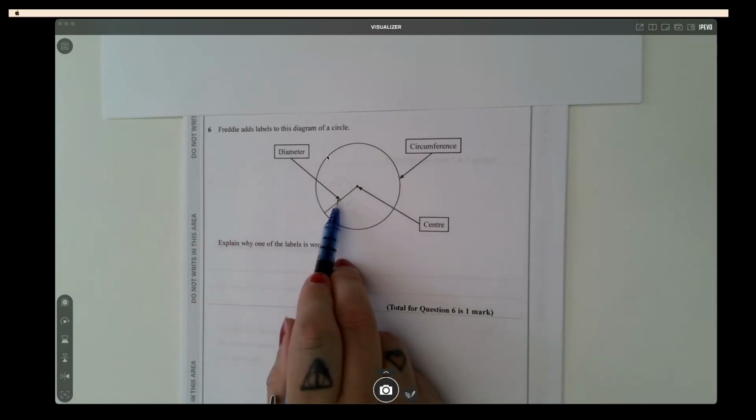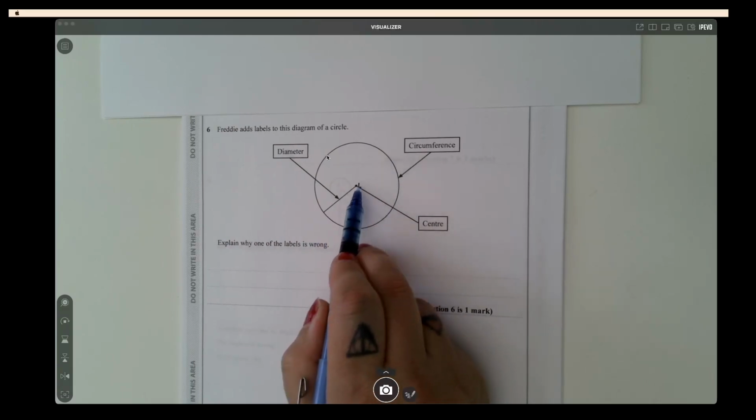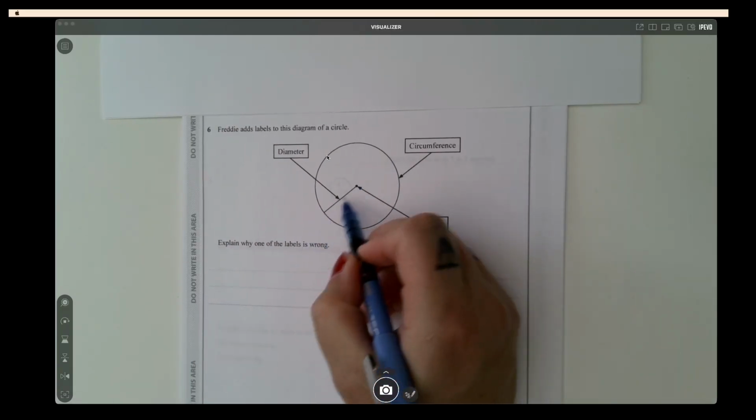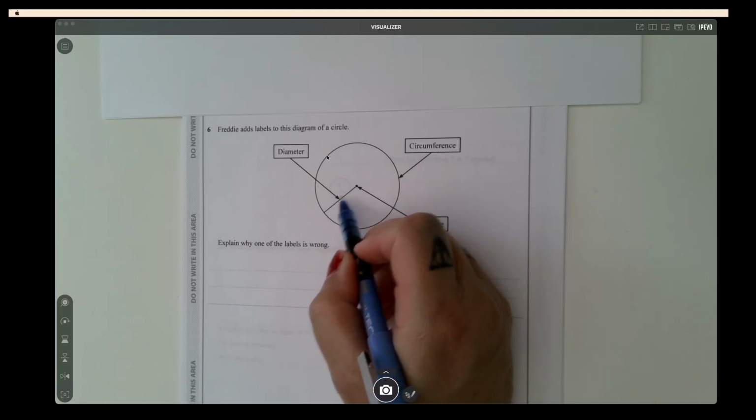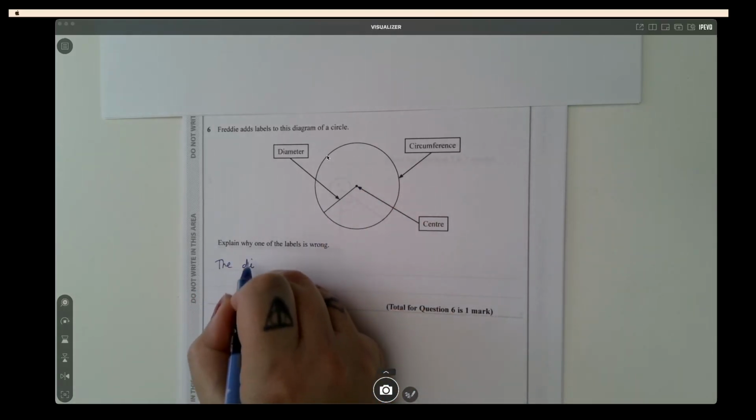And the reason why the diameter is wrong is because the diameter goes from one side of the circle to the other, cutting through the centre. And this is only given as half. So what they've actually given is the radius. So explain that the diameter is wrong.